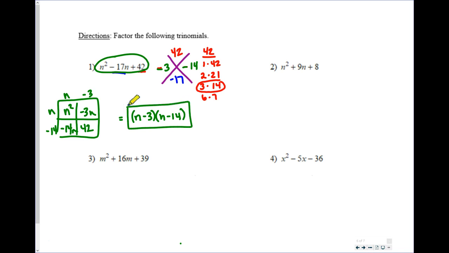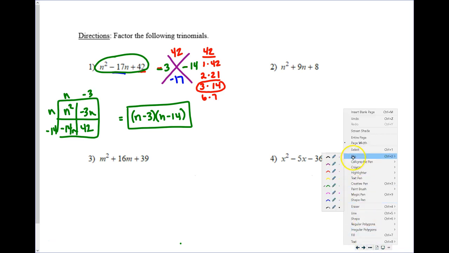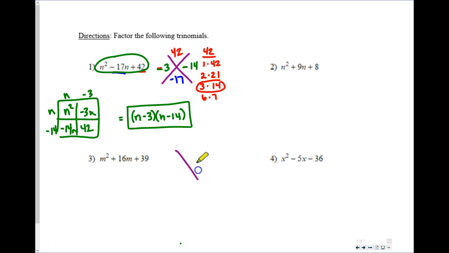Alright, I'll do number 3 and then you guys can try 2 and 4. So number 3, same thing. I'm going to draw my x. I'm going to put 39 up top. I'm going to put 16 on bottom. Now I'm going to figure out all of my factors of 39. I have 1 and 39, and I've got 3 and 13. I'm going to stop there because I instantly recognize 3 and 13 gives me 16. So I've got 3 here and 13 here.